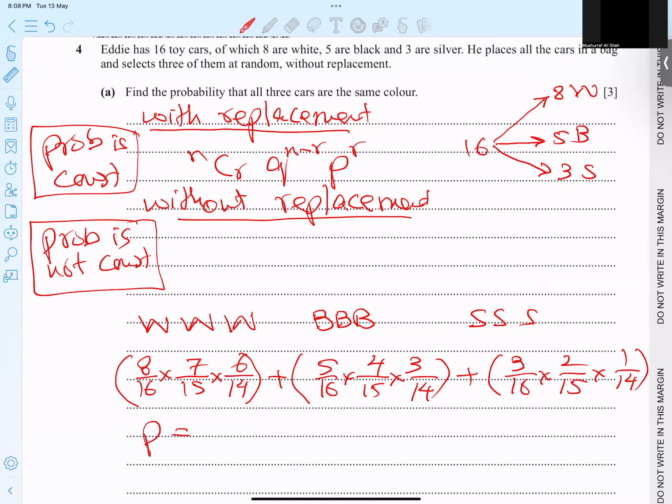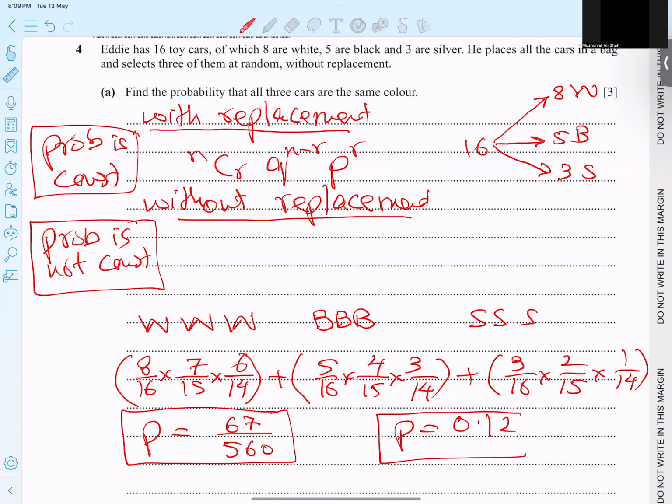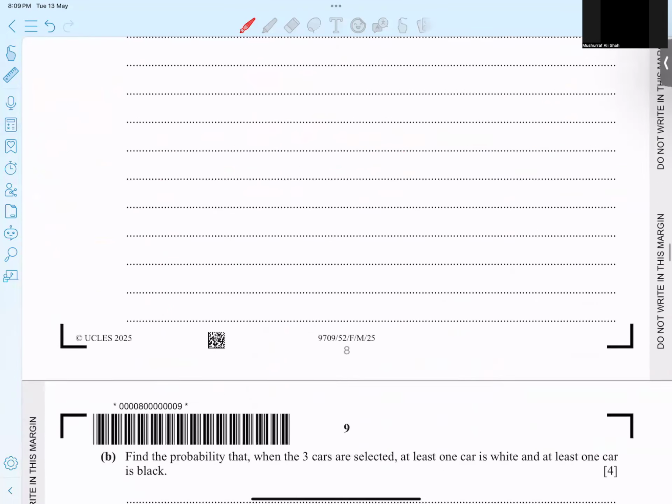If we find this in the calculator, the answer turns out to be, for this question, let me check it in the calculator. So the answer turned out to be 17 over, wait a minute. No. The answer coming in the calculator is 67 over 560. All right, or in decimal 0.12. And I hope the concept is very clear for this part. But you know, next part, yeah, here.